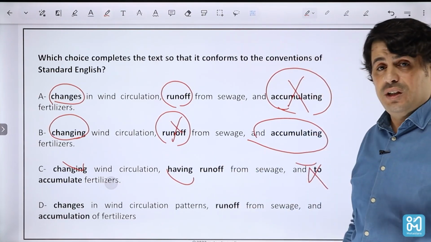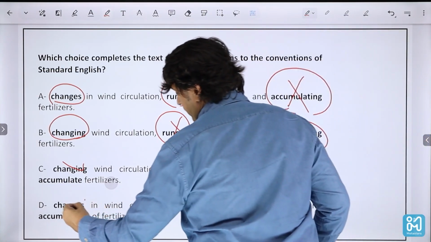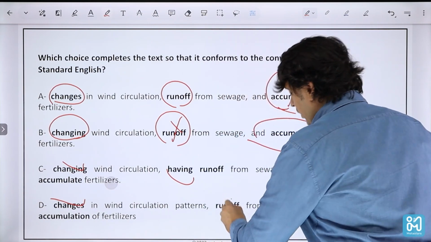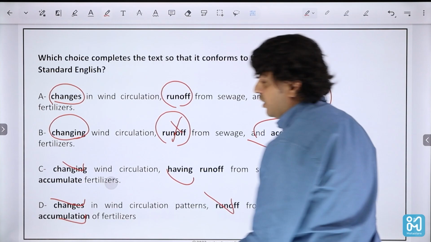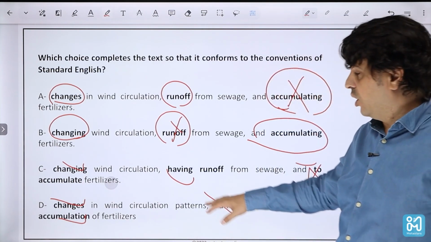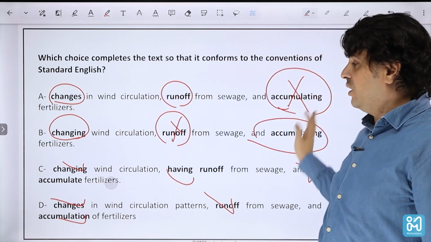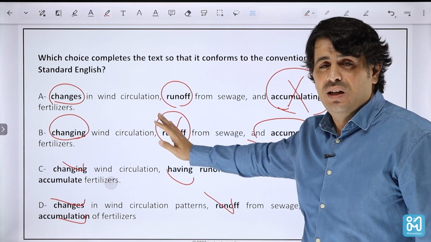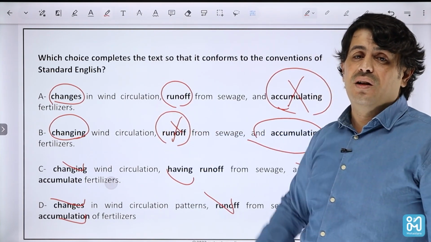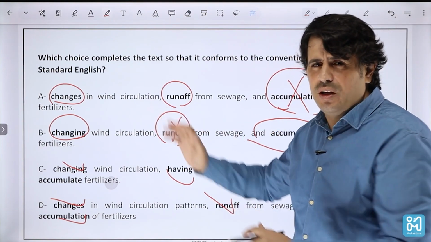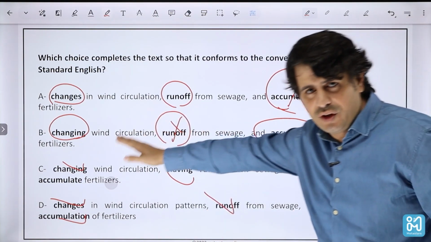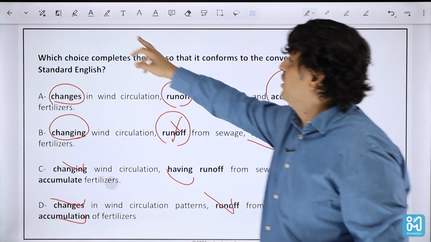Now look at the last one here. It says changes, which means a noun. A runoff is a noun. And accumulation, this one's not right. So D is the right answer here. Otherwise, guys, any other option was missing something; it does not match the other forms that I started with at the beginning of each of the phrases here.